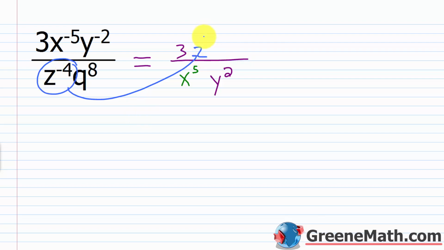So from negative 4, it will become positive 4. And then my q to the 8th power here, I don't need to do anything with that other than just leave it in the denominator. It does not currently have a negative exponent, so I don't need to do anything with it. So I end up with 3z to the 4th power over x to the 5th power, y squared, q to the 8th power.